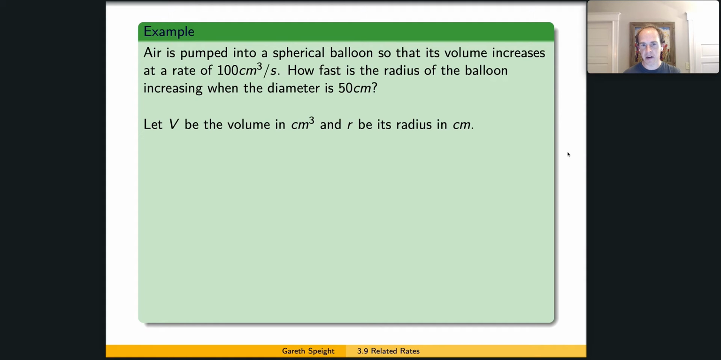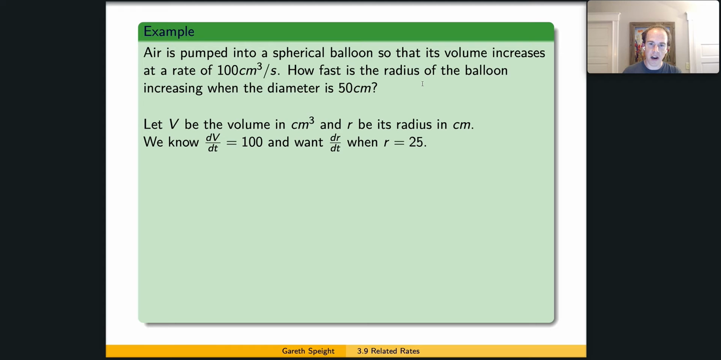Okay, the volume is in centimeters cubed, the radius is in centimeters. And then, okay, we want to know what we want to find and what we know. So we're told that the volume increases at a rate of 100 centimeters cubed per second. So that tells us that dV/dt is 100. And we want to find the rate of change of the radius. So we want to find dr/dt when the diameter is 50.